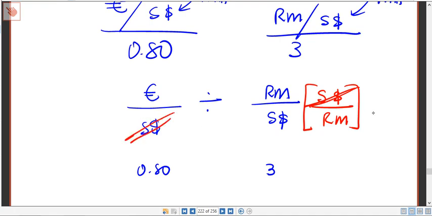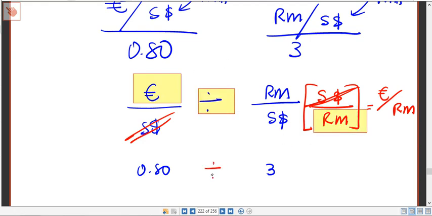Is that okay? And the ultimate answer you're going to get will be euro to RM remaining. But you have to do what? You need to divide. So what are you going to get here? You're going to get 0.267 euro to an RM. Is that clear? This is not a problem. If the examiner gives you like that, it's not a problem at all.